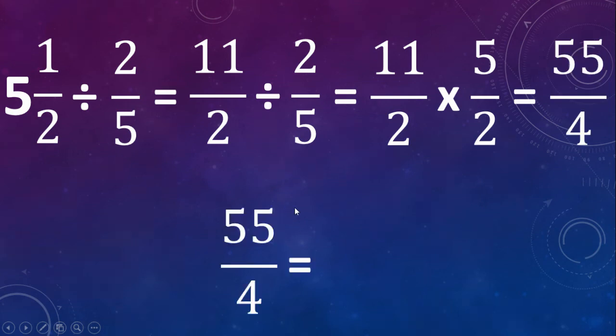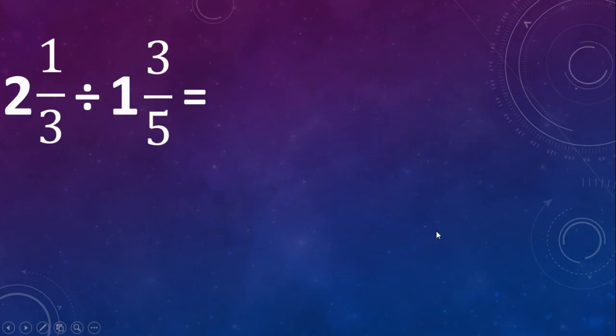Can't leave that as our answer. 55 divided by 4 equals 13 3/4. So 5.5 divided by 2/5 equals 13 3/4.